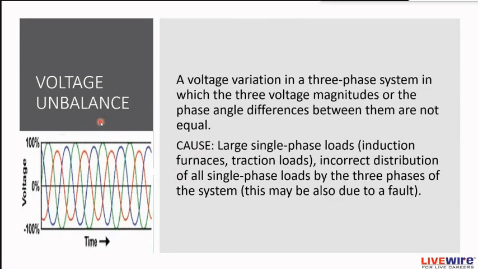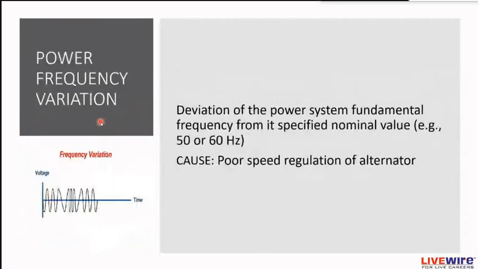Then moving on to the next slide, this is the power frequency variation. The nominal power frequency here in India is 50 hertz, but in other countries like the USA, they use 60 hertz. If there is any deviation from that frequency, reduced or increased above the nominal frequency, we term that the power frequency variation. This is caused by poor speed regulation of the alternator. So this is a simple thing.